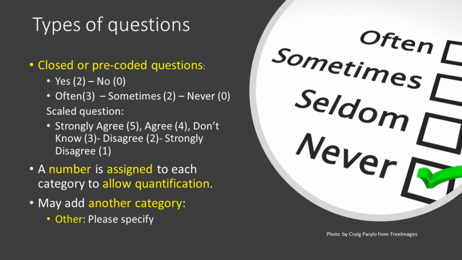Here are some examples. Each one of them helps to gather quantitative data. I did refer to such questions in the previous lesson on positivist methods. We have closed or pre-coded questions. For example, yes 2, no 0, or often 3, sometimes 2, never 0. Or we may use scaled questions like strongly agree 5, agree 4, don't know 3, disagree 2, strongly disagree 1. A number is assigned to each category to allow quantification. The researcher may also add another category. For instance, others, please specify.